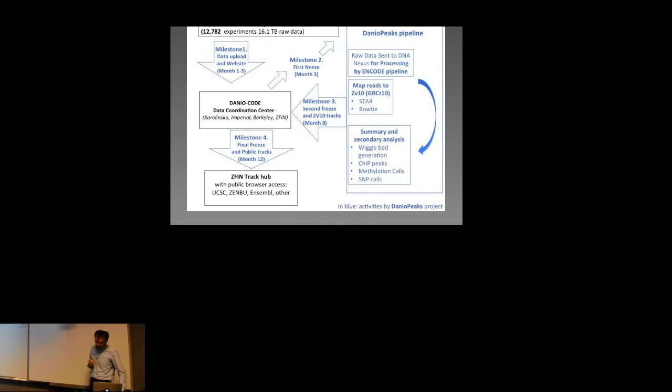In blue are the activities that especially asked for support for the DanioPeaks project. The DanioPeaks project is not a huge grant, so we have a little bit of support. The manpower is not great, so we have funding for 1 year of a postdoc. But the important thing is that we have funding for organizing one network meeting for all the main people to come together and plan the efforts.